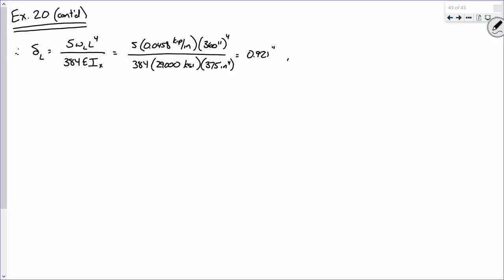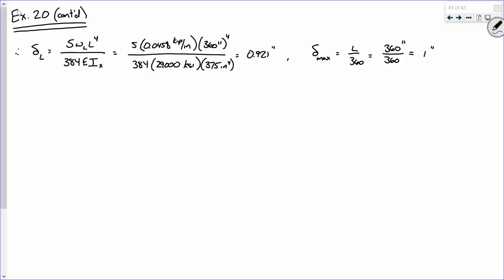Now, what's the limit? What's the maximum deflection? Are we good? So based on the numbers, what do you think actually governed the design of this beam? Was it the moment or was it the deflection? I mean, it certainly wasn't the shear.